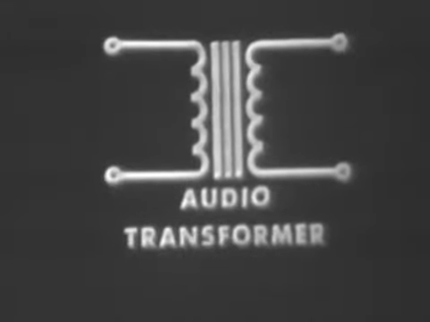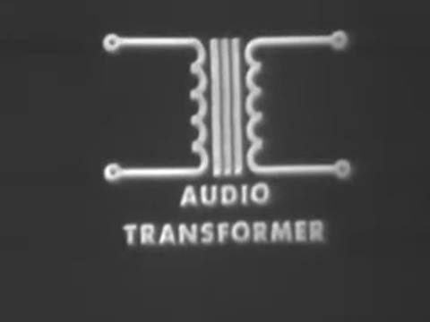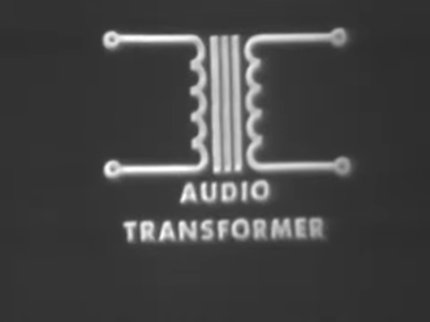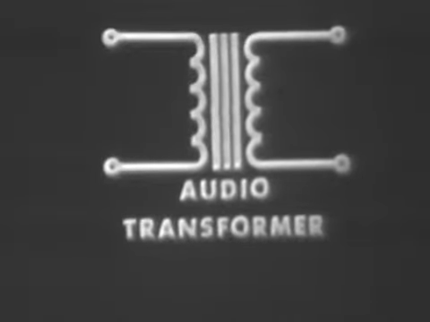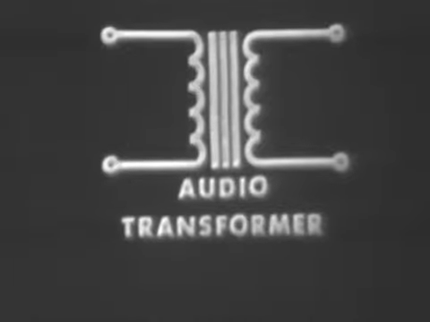Now, unlike a power transformer, which is designed to operate at a specific frequency, the audio transformer is designed to operate over the entire range of audio frequencies, which is generally considered to be from 20 to 20,000 cycles per second. The schematic symbol for the audio transformer resembles that of the power transformer. The audio transformer, however, usually has only one secondary winding.